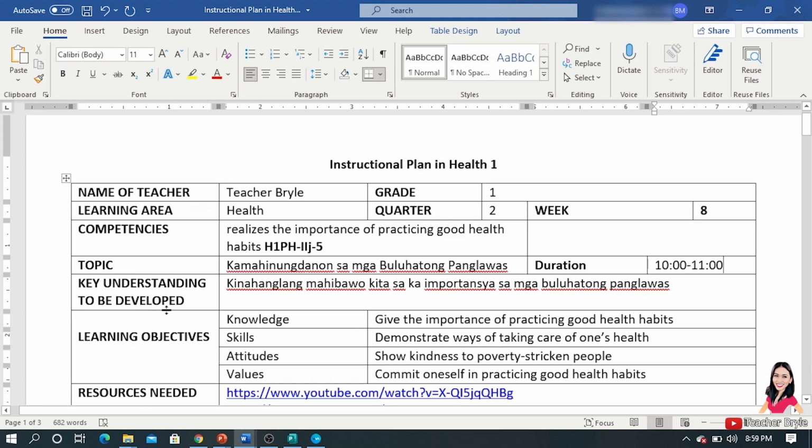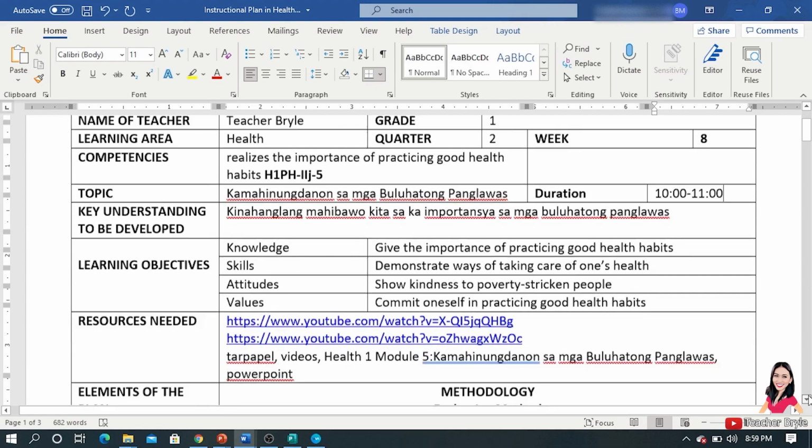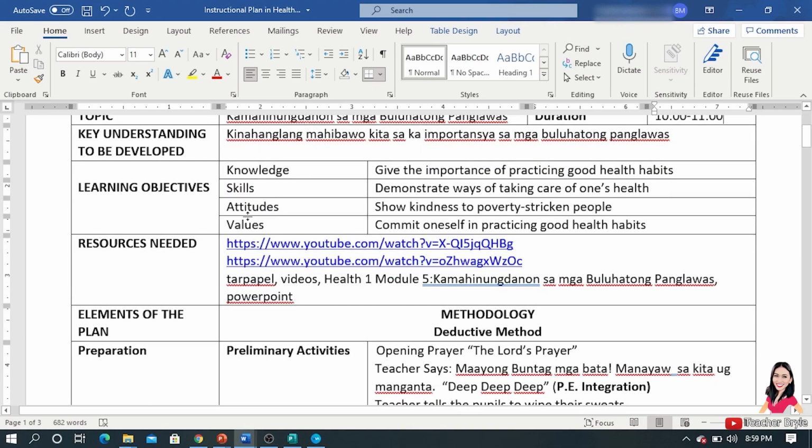Key understanding to be developed: Kinahanglang mahibawo kita sa kaimportansya sa mga buluhatong panglawas. Learning objectives, so we follow the KISAV: knowledge, skills, attitudes, and values. Knowledge, give the importance of practicing good health habits. Skills, demonstrate ways of taking care of one's health. Attitudes, show kindness to poverty-stricken people. Values, commit oneself in practicing good health habits.